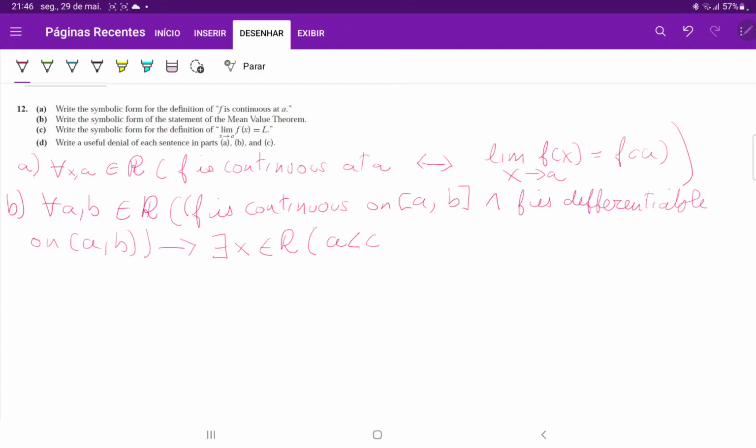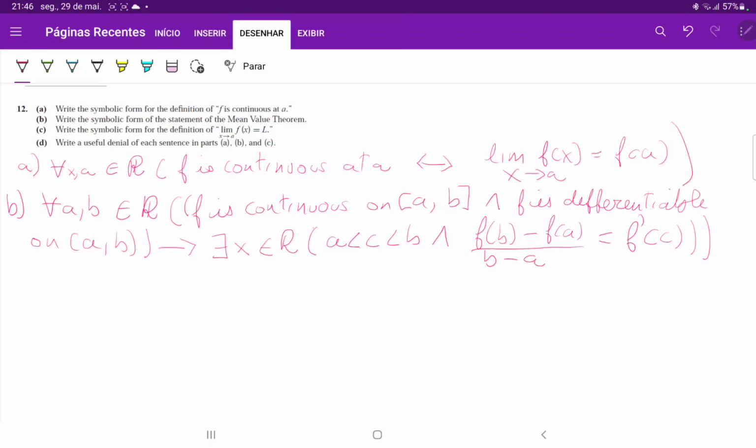So we have C is between A and B, and that the slope between the points A and B, so the slope we have f of B minus f of A over B minus A, this is equal to the derivative at C, f prime of C, yeah. And then let me close these parentheses.